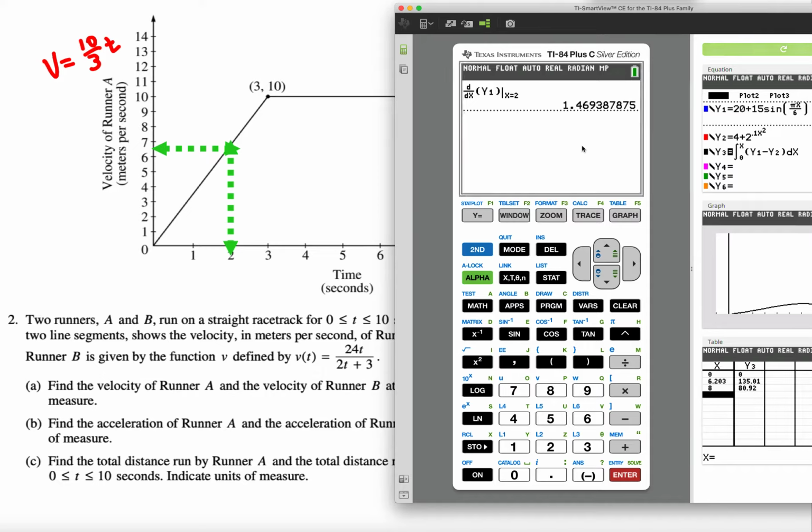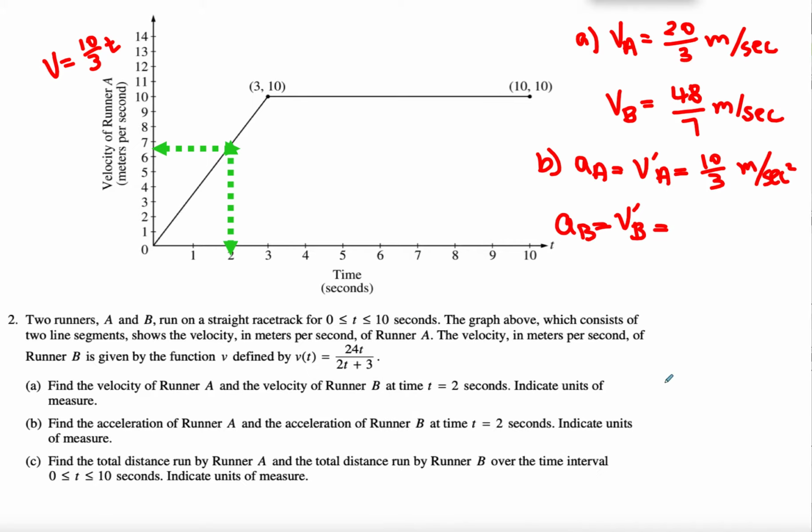Then I get to realize that 1.469. So I'll be getting 1.469 meters per second squared. That would be my answer. Let's look at part C.